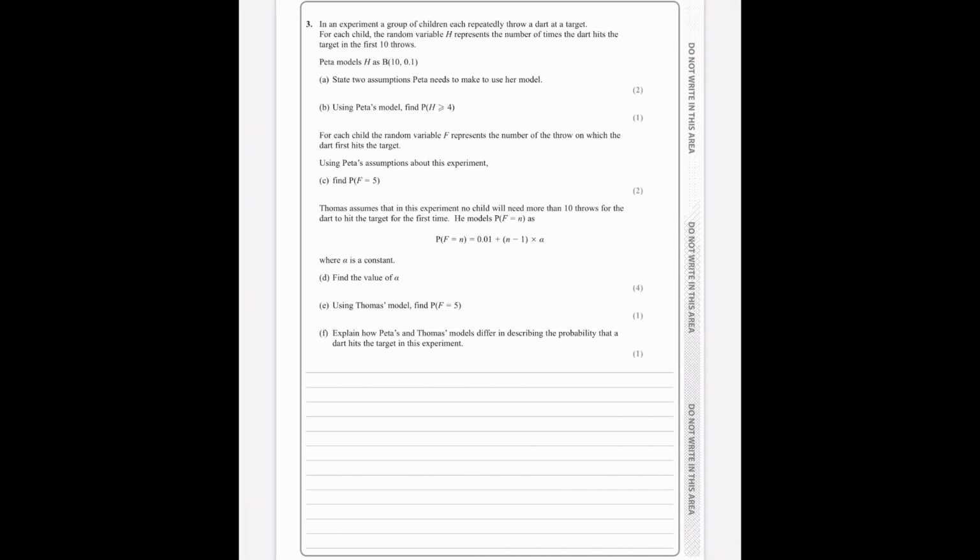All right, question number 3. This is the binomial distribution question. So 10 trials, 0.1 probability of success. Conditions for a binomial, there are always quite a few of them. Each throw of the dart is an independent event. The probability of hitting the target is constant. Those are the two straightforward ones. Fixed number of trials would have been fine as well.